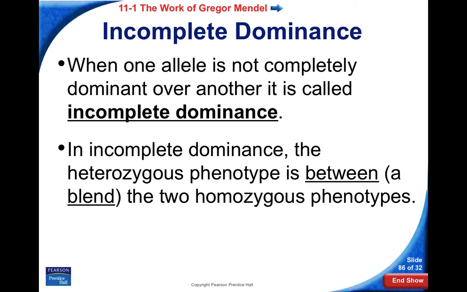So if this were the case for pea plants, which it's not, and the plant was heterozygous, meaning big T, little t, the pea plant would grow to a medium height. Not tall, not short, but medium. It would be a blend of the other two phenotypes.